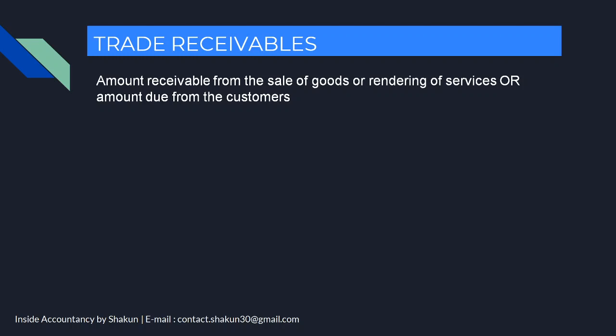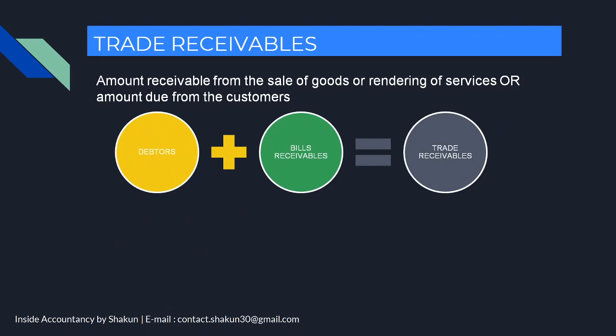Now this amount would be receivable because of the sales which have been made by the enterprise or the services which are rendered by the enterprise. Now trade receivable is the sum total of debtors and bills receivable. Let's understand what debtors and bills receivable are.